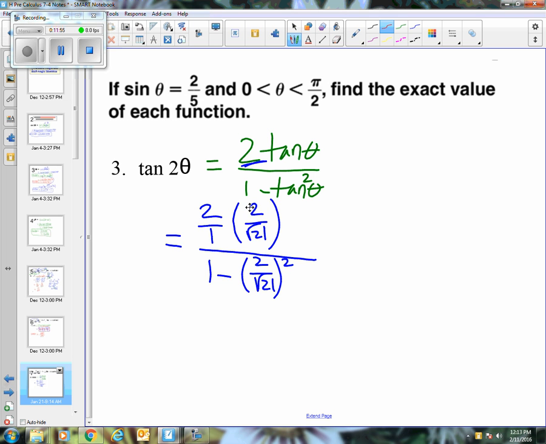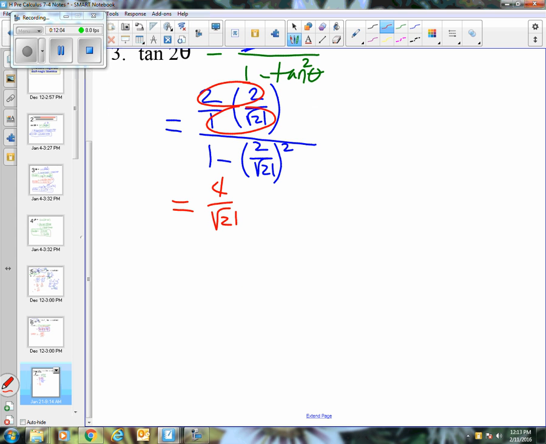Okay, so let's check our arithmetic and see what we're doing here. So in the numerator, just multiply together. So we've got 2 times 2, square root of 21 times 1. Okay, not much we can do with that right now. On the bottom, we can square. So 2 squared is 4. This actually works out okay. Square root of 21 squared, that's just 21. Okay, so on the bottom, I need to subtract. So we're going to get a common denominator. So think of it as 21 over 21. So 4 over square root of 21 divided by 17 over 21.